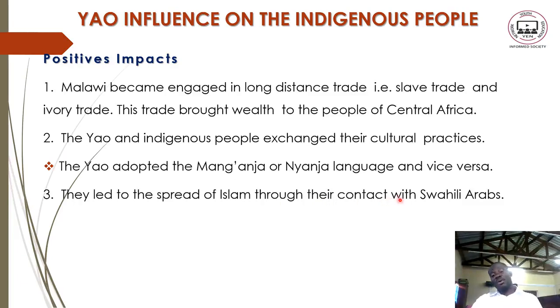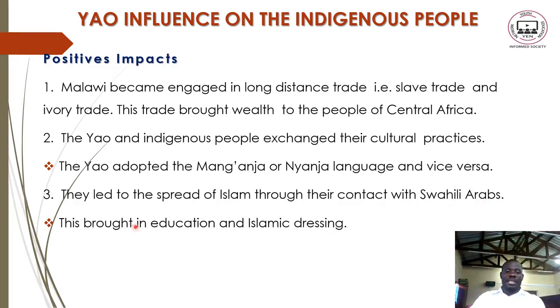They led to the spread of Islam through their contact with the Swahili Arabs. When the Yao were coming here, they were Muslims, and they advanced that religion among the indigenous people. As a result, they spread that religion, which they got from the Swahili Arabs through their trade contacts. This brought education and Islamic dressing. As people embraced the Islamic faith, they also adopted the type of dressing, the masuli, the long Arabic dresses, and even Arabic education.